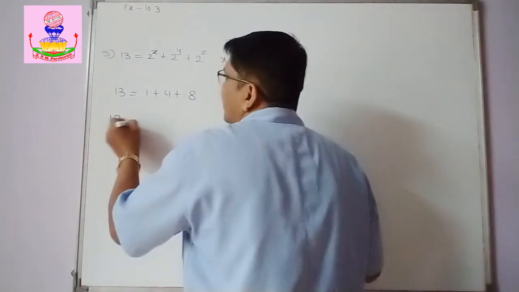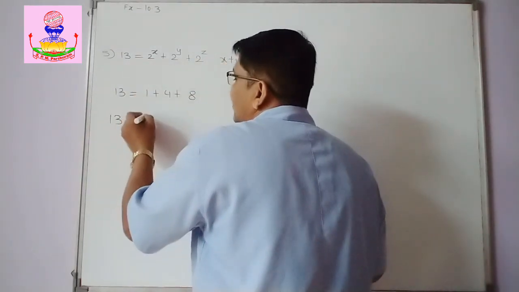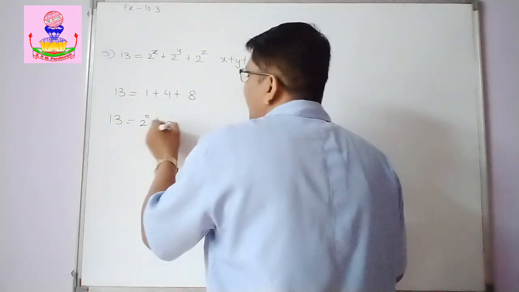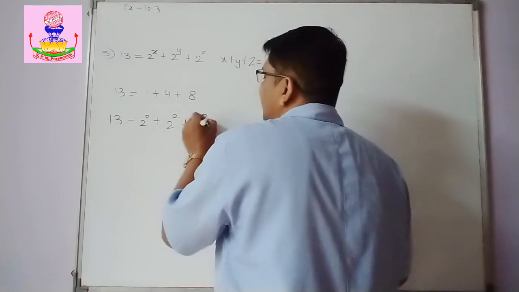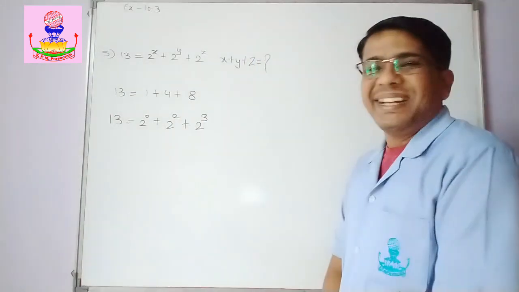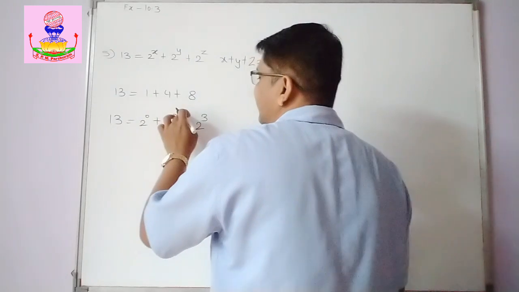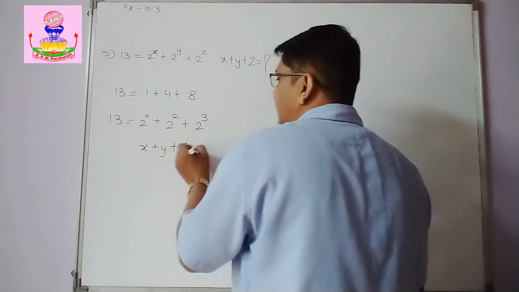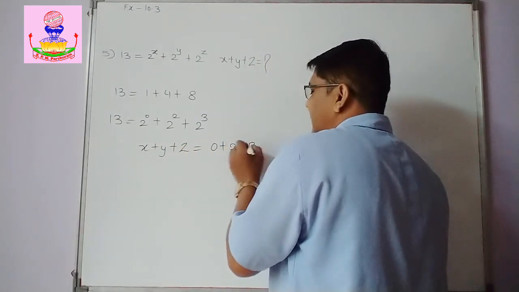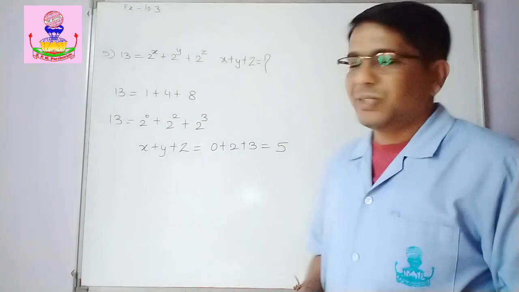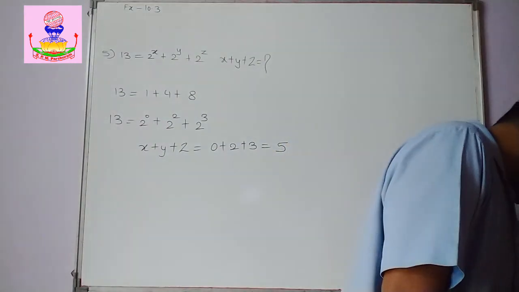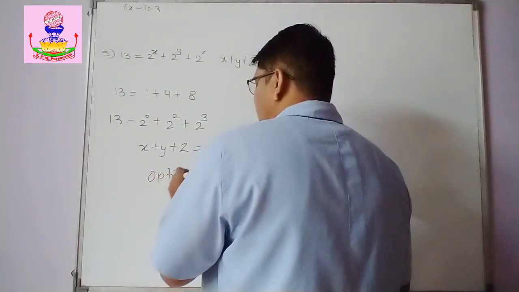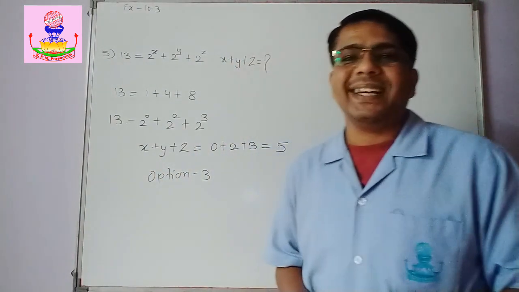Now I will put it in the powers of 2. 1 means 2 raised to 0. Do you get it? 2 raised to 0 is 1. 4 means 2 raised to 2, and 8 means 2 raised to 3. Now x plus y plus z: this is x, this is y, this is z. So x plus y plus z is equal to 0 plus 2 plus 3. That is equal to how much? 5. So option third is the right answer.